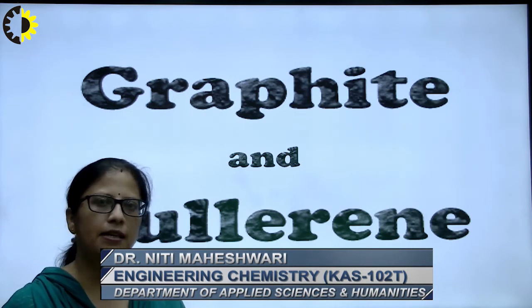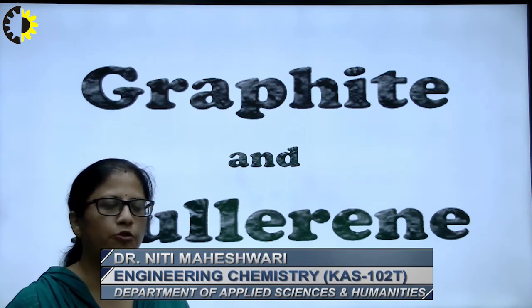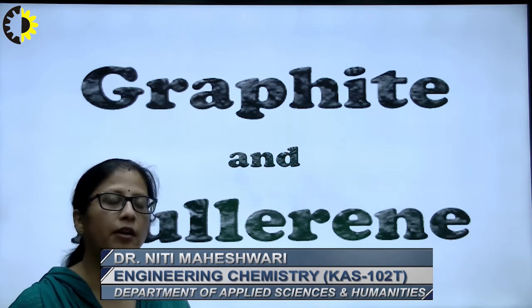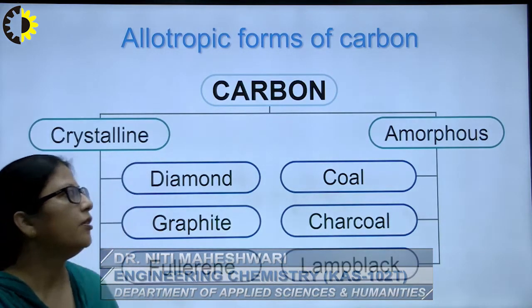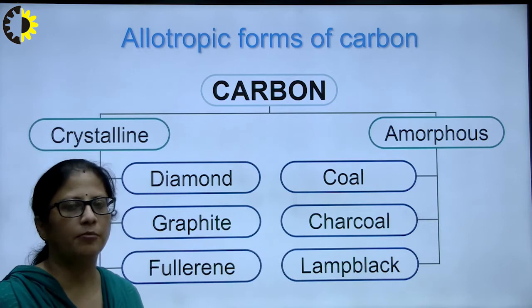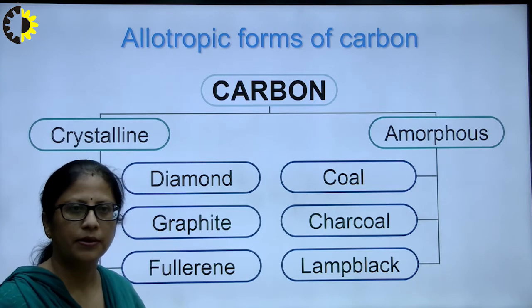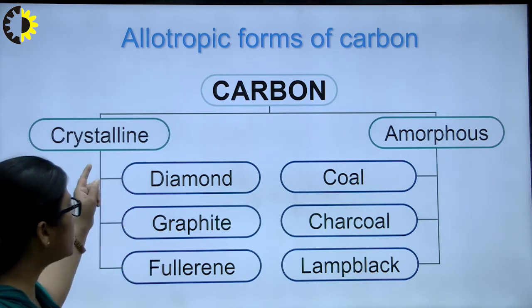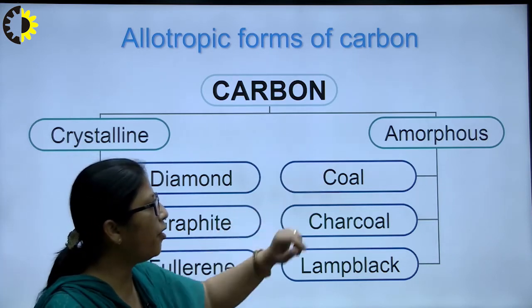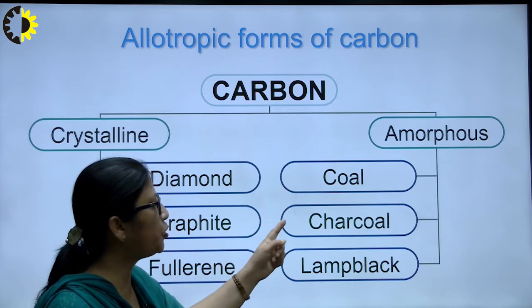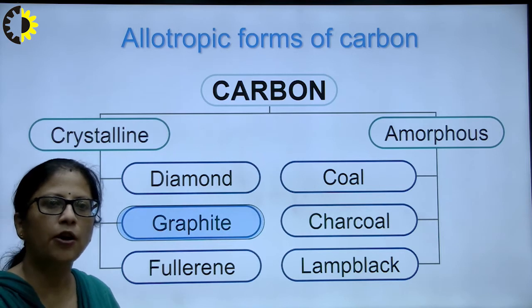Today, I'll be discussing the allotropic forms of carbon, that is, two allotropic forms which are graphite and fullerene. Carbon can be divided into crystalline or amorphous forms. The crystalline forms of carbon are diamond, graphite and fullerene, whereas in amorphous form, carbon exists in the form of coal, charcoal and lamp black. So first I'll be focusing on graphite.